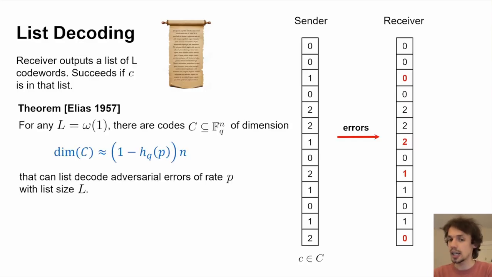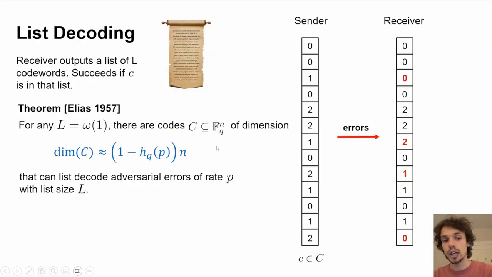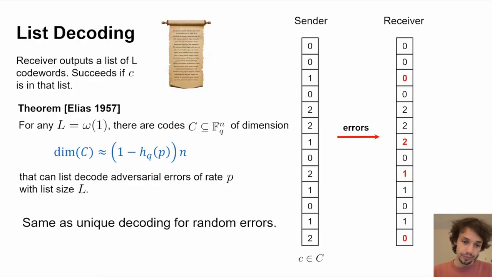Now, this framework has been studied extensively as well, and Elias showed that as long as your list size is super constant, then there will be codes of dimension 1 minus h of p times n that can list decode pn adversarial errors with list size L. And hopefully, this expression rings a bell because it's exactly the same as what we had for random errors. The optimal trade-off between the dimension of a code and the number of errors that the code can tolerate is the same if you're trying to uniquely decode random errors or list decode adversarial errors.